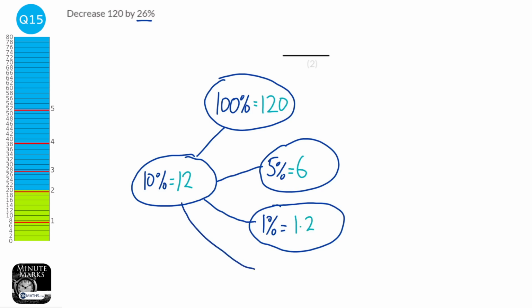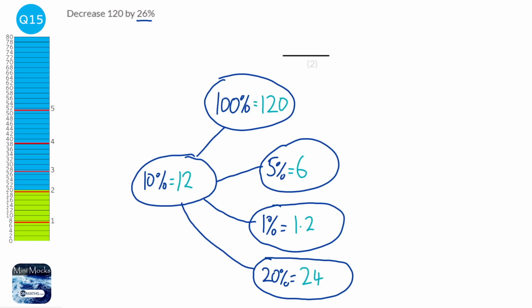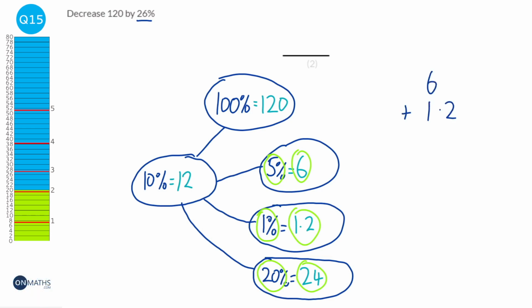And we could do with 20%, and 20% just means we're going to double the 10%. So double 12 will be 24. So to work out 26%, we need to add these together to get to 26. So we're going to add these numbers here together. Okay, so we've got a 6, a 1.2, and a 24. And we're adding them together. And that would be 11, so carry the 1, that would be 3.